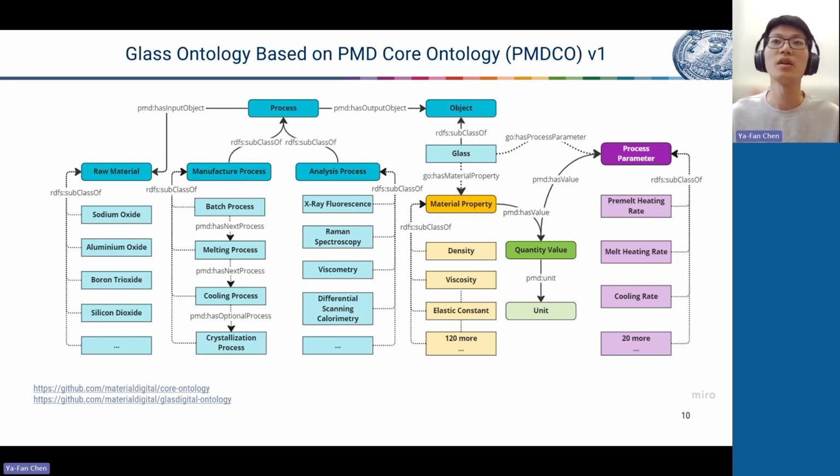And then later we will use ontodocker to map this data and store it in a triple store. And then we can track each step of the melting process to know the specific process parameters for each glass ID or different raw materials.